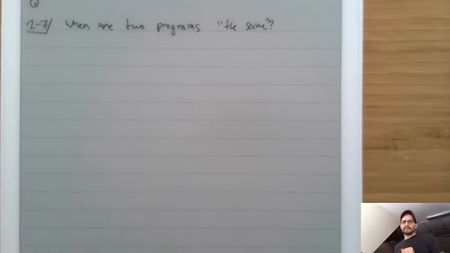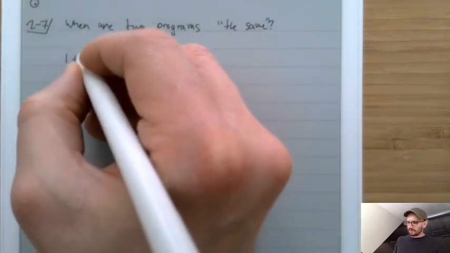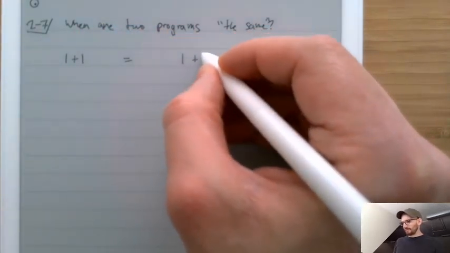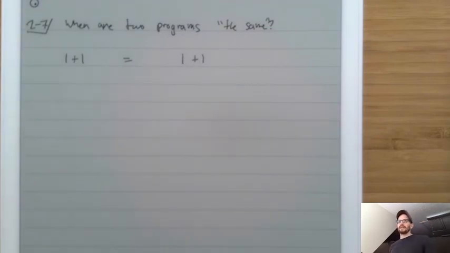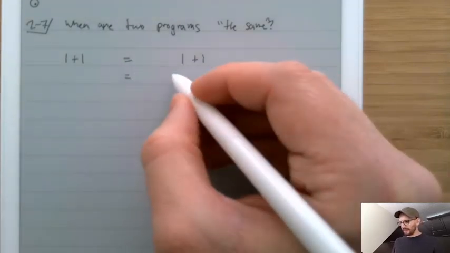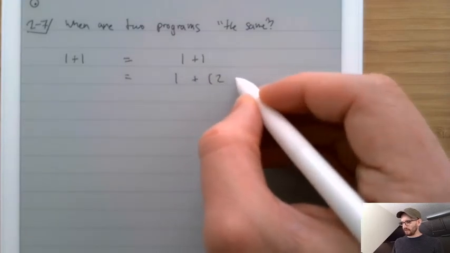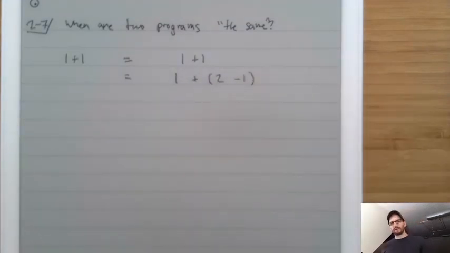Now, one meaning of them being the same could mean that they are literally exactly the same. For instance, 1 plus 1 would only be the same as the program 1 plus 1. But math isn't like that. Math doesn't say that expressions have to literally be identical for them to mean the same thing. For example, a program that did 1 plus 1 is indistinguishable from another program that did 1 plus 2 minus 1. Although this program is written in a different way, it still has the ultimate same value.